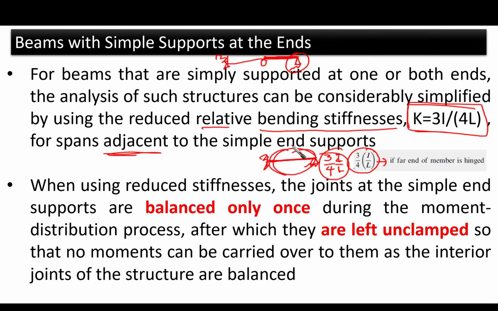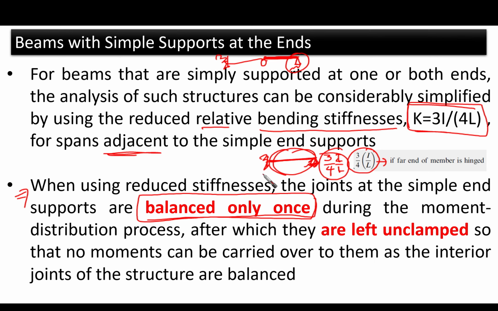So this is very nice. We have reduced the stiffness now. Then what should we do? How will it simplify our process? This is going to explain how it will simplify. When using reduced stiffnesses, the joints at the simple end supports are balanced only once during the moment distribution process. That's the key word here. So this point is going to be balanced only one time. No need to balance it every time.